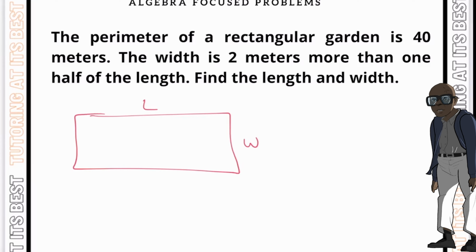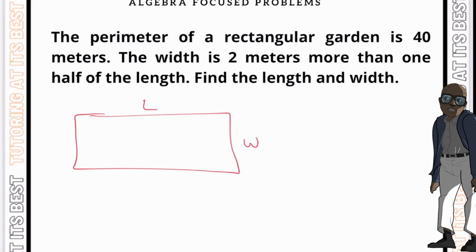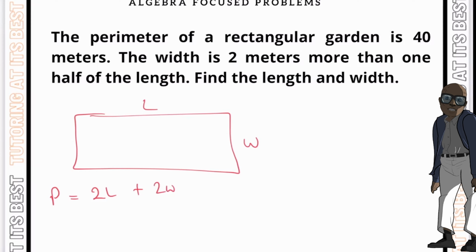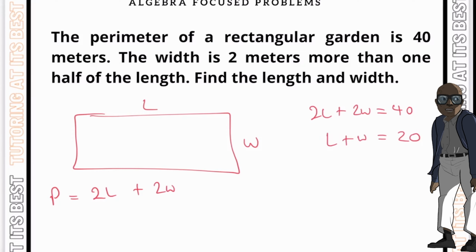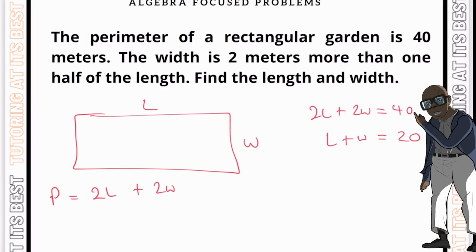Now from the problem, we know that the perimeter of the garden is 40 meters. The formula for the perimeter of a rectangle is P equals 2L plus 2W, that's 2 times your length plus 2 times your width. So we can write down 2L plus 2W equals 40. If we simplify this equation by dividing both sides by 2, we get L plus W equals 20.